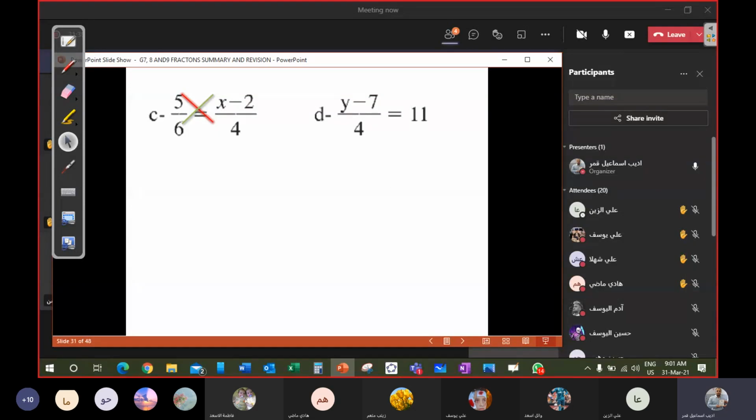So on the first side we get 6 multiplied by x minus 2. And on the second side we get 5 times 4. So the equation should be 6 into x minus 2 equal 5 times 4. What's the meaning of 6 and parentheses x minus 2? Adam, it means times. So 6 is multiplied by x minus 2. So we multiply 6 by x and by minus 2. What do we get here, Adam?